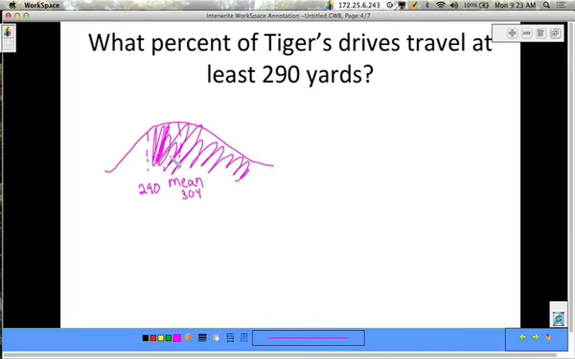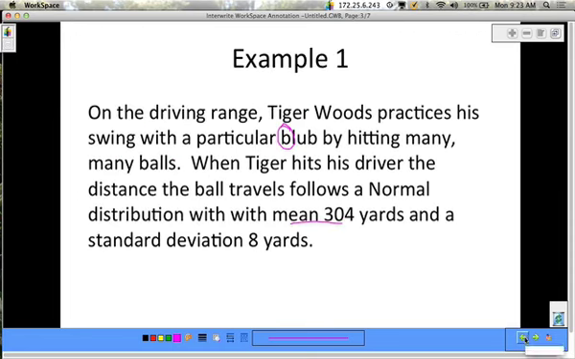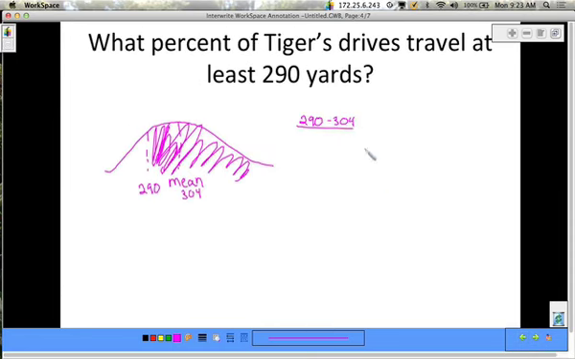Well, let's see. First, let's standardize by finding our z-score. So we know 290 minus 304 divided by our standard deviation, which is 8. So our z-score from this, you should get negative 1.75 is your z-score.